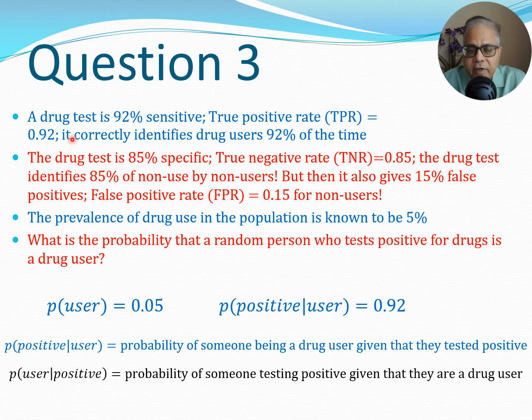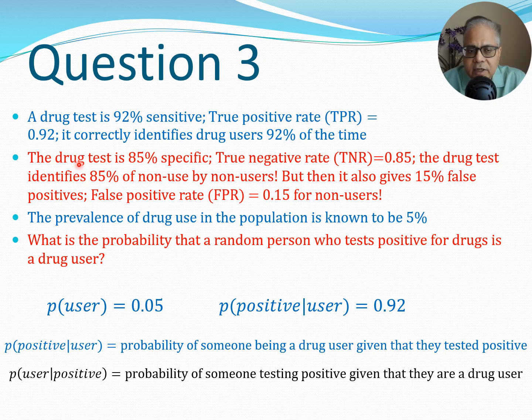For example, we have the information that a drug test is there and this is 92% sensitive. That means there is something known as a true positive rate, which is 0.92. That's the probability, and therefore this drug test will correctly figure out drug users 92% of the time. So this is one piece of information we have there.